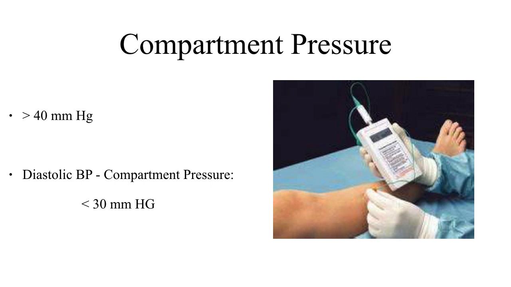This measurement of compartment pressure, when it is more than 40 millimeters of mercury, or when the diastolic blood pressure is subtracted from the measured compartment pressure, the difference in pressure is less than 30 millimeters of mercury. That is, when the measured compartment pressure is more than 40, or when the difference between the diastolic and the compartment pressure is less than 30, it indicates that there is an increased pressure within the compartment and surgery has to be done at these values.